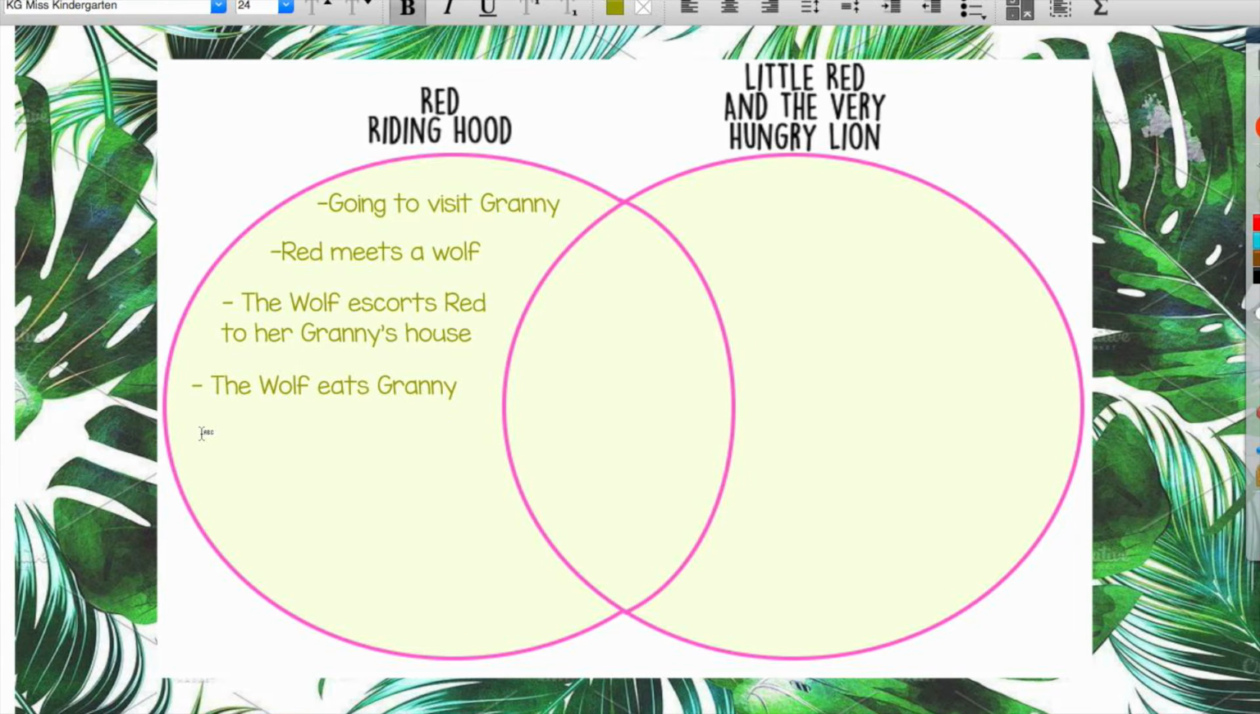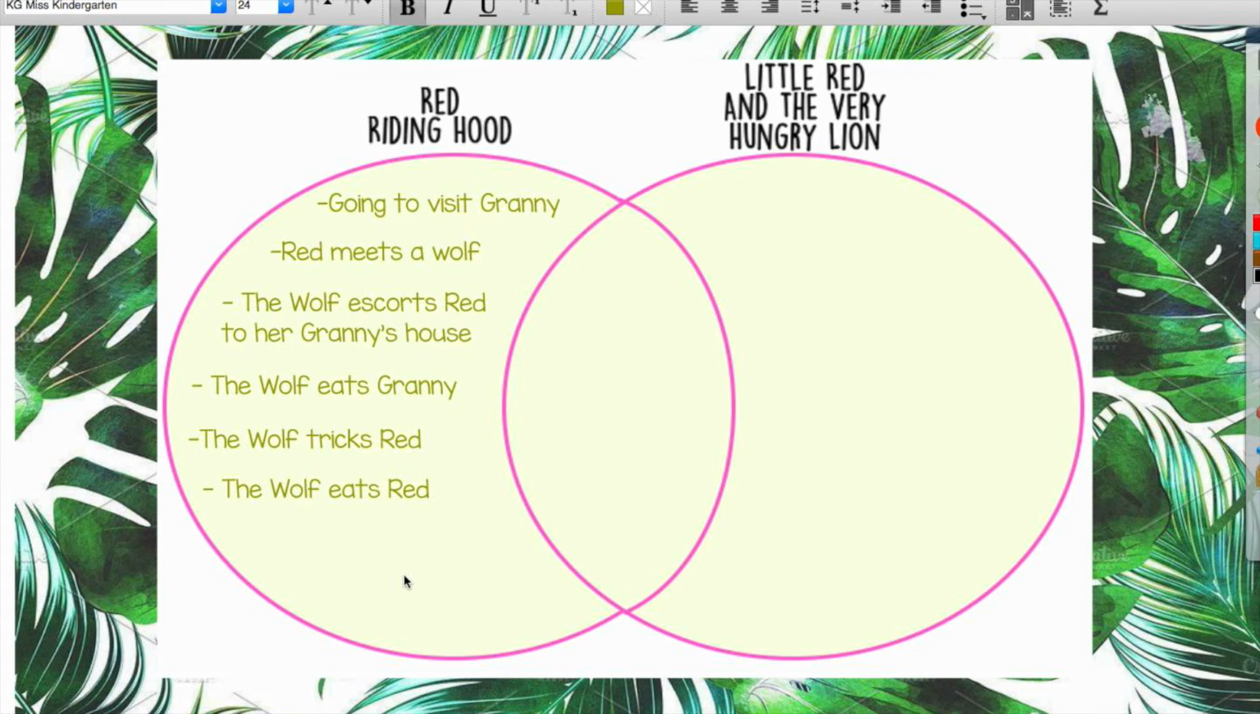In addition to this difference, the wolf actually tricks Red Riding Hood into thinking that he is her granny. That didn't happen in the second story, so that's another great difference that I can write in my Venn diagram. The wolf tricks Red. In our first story, the wolf actually eats Red Riding Hood as well. That didn't happen in our second story, so I want to make sure I include that in one of my differences. The wolf eats Red.